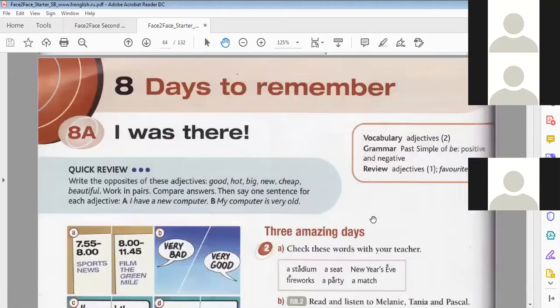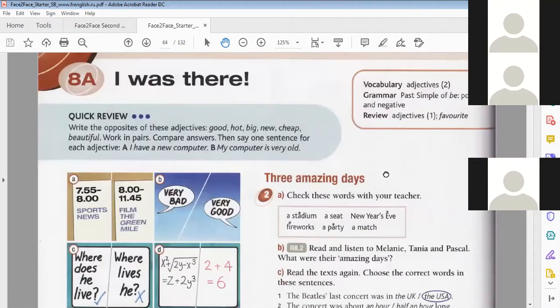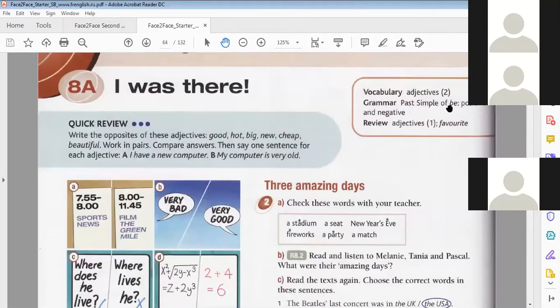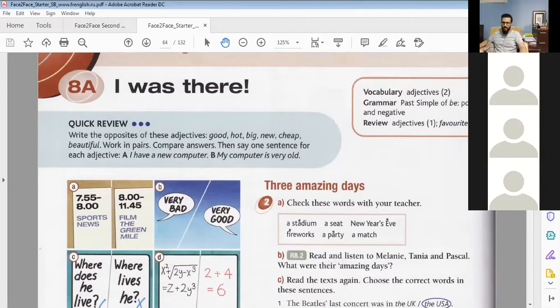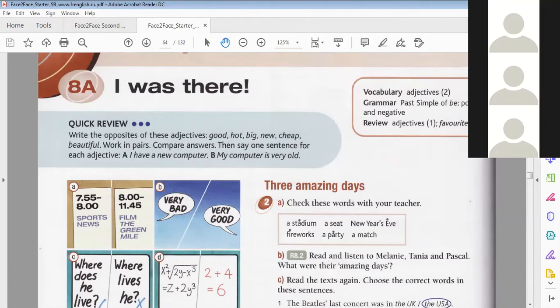So here we are going to talk in grammar. We are going to talk about the past simple of verb to be. What about the verb to be in the present? How can you use? Who can tell me what verb to be in the present is? Who can tell me? Basma. Am, are, is. Am, are, is correct.